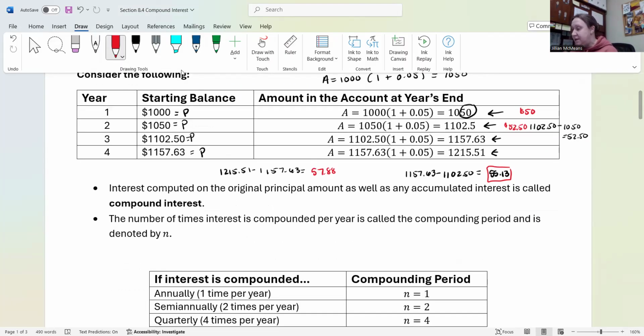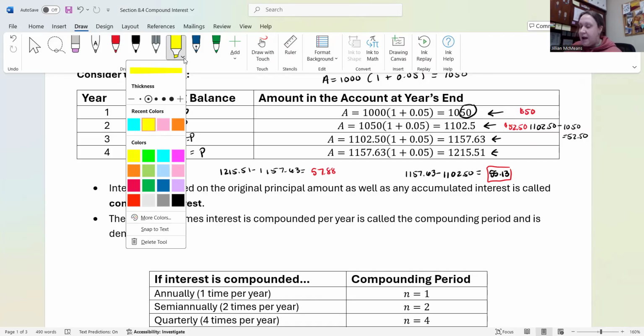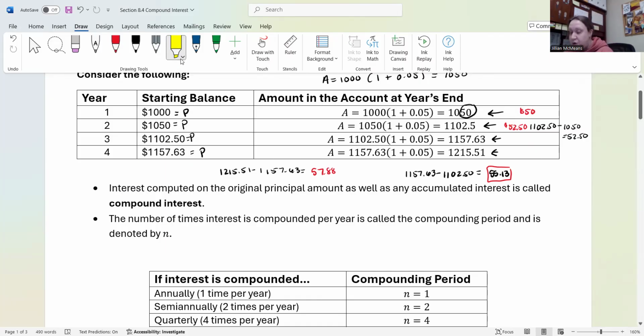Now let's get to a definition. Hopefully that helps you understand the idea behind compound interest versus simple interest. Compound interest is interest computed on the original principal amount as well as any accumulated interest. So you're not just calculating it on that initial starting amount. Each time you calculate interest and add it to the account, you're calculating interest on the principal plus any interest. So it gets bigger and bigger each time.